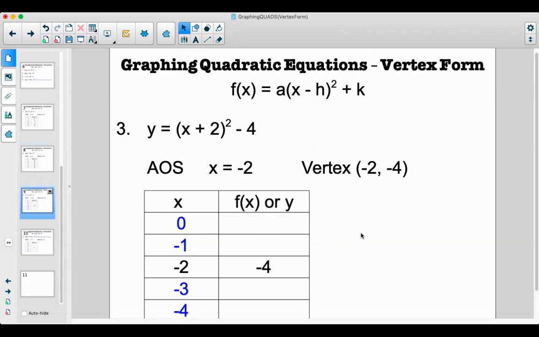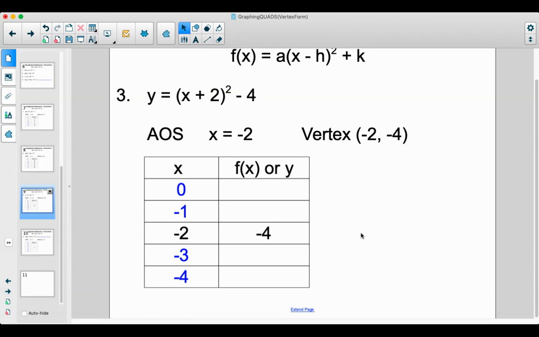Third one. A value is 1, H is -2 in this case, and K is -4. Again, remember H in the model has a minus there, so if you saw a plus, you'd have to process it accordingly. I put my vertex right smack in the middle of my table, and I went two numbers before and two numbers after.